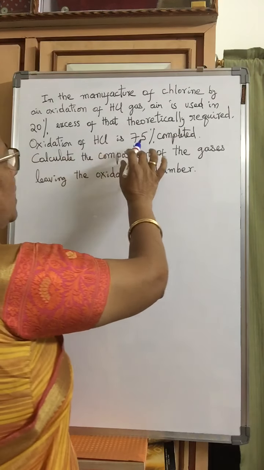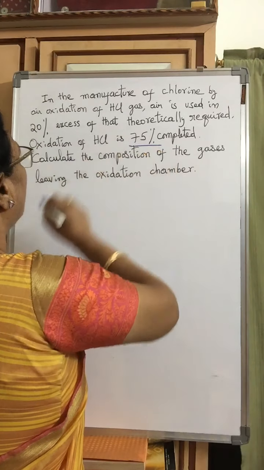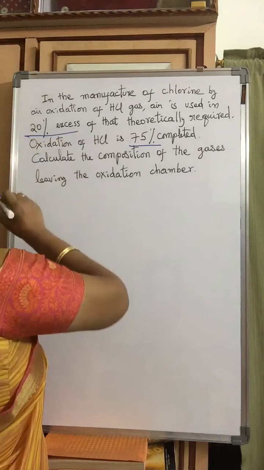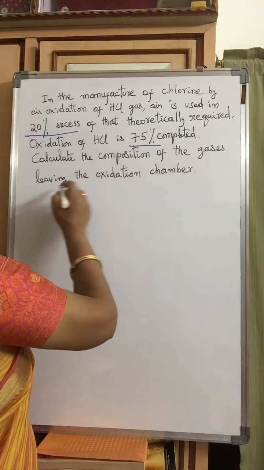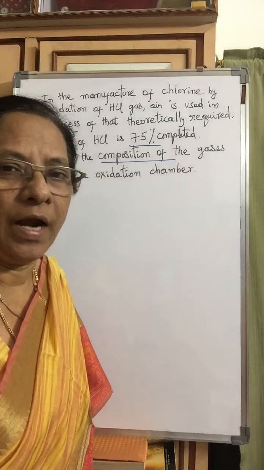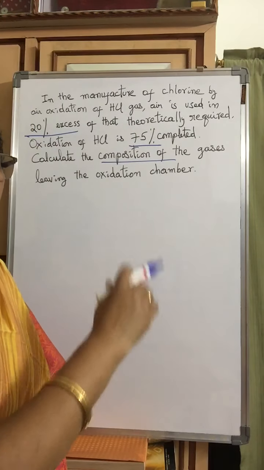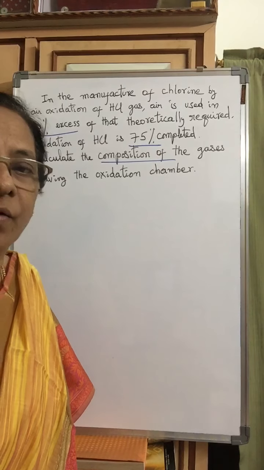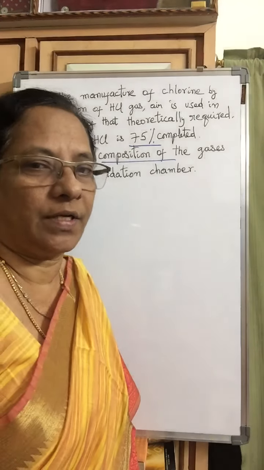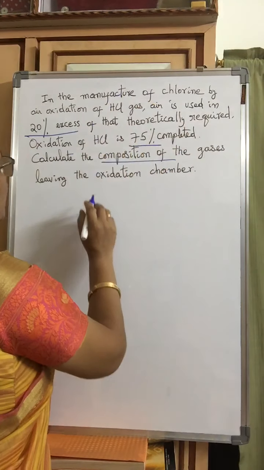Oxidation of HCl is 75% complete, 20% excess. Calculate the composition of the gases leaving the oxidation chamber. And in the previous class we have discussed in detail how to calculate supplied quantities, theoretical requirements and all that. So here the process, first we will write here.